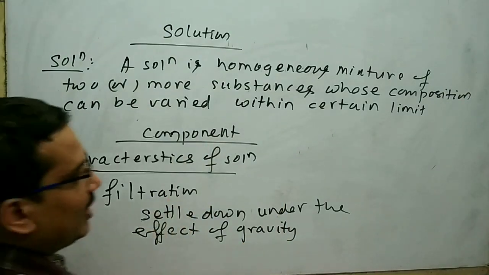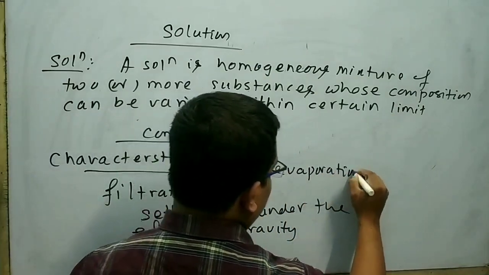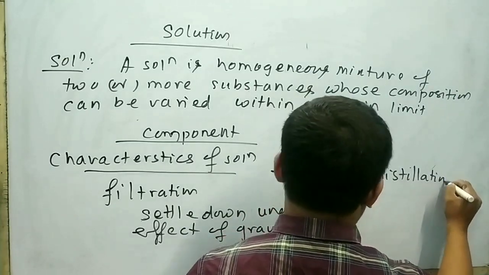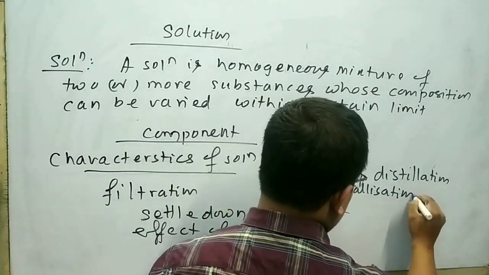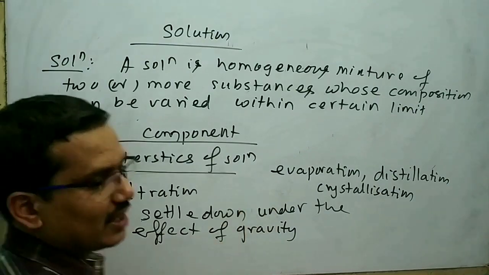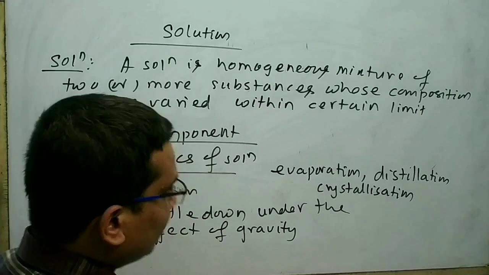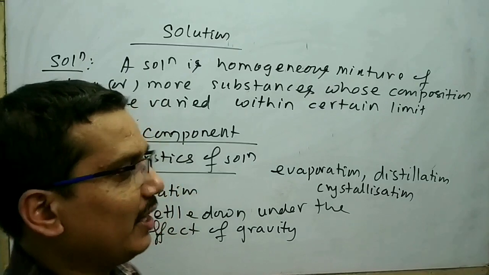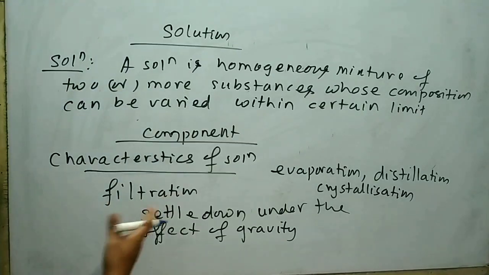The components of the solution can be separated by evaporation, distillation, crystallization, like this. By this process, the constituent particles can be separated. Remember another characteristic point: every constituent particle shows its individual property in the solution to prove its presence in the solution. These are the characteristics of the solution.